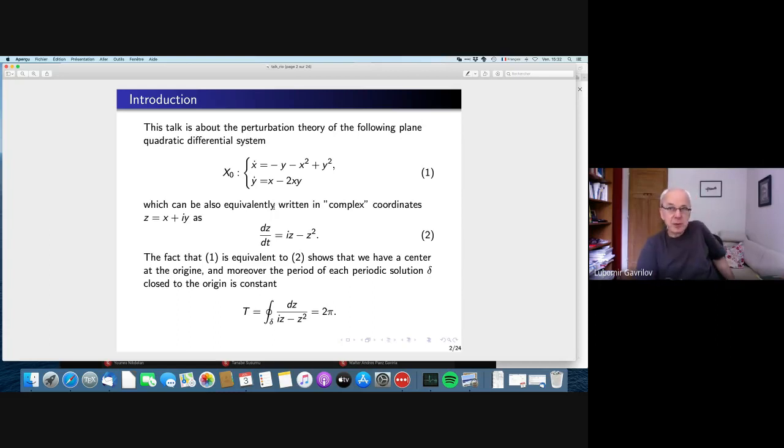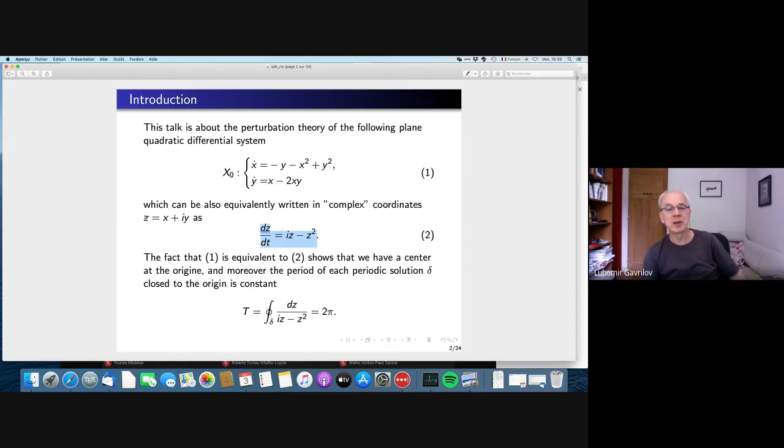It means that the period of each orbit is constant. So you have two centers with infinitely many orbits, and the period is constant, which is more or less obvious if you write down this system in complex coordinates. As you see in Formula 2, what does it mean? It means that the initial system is a real one.